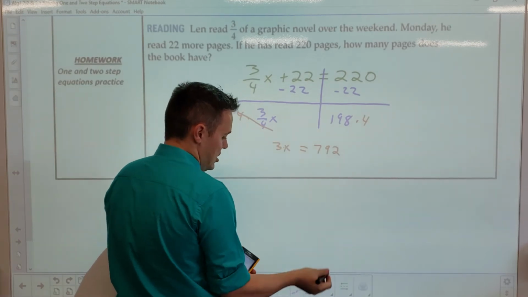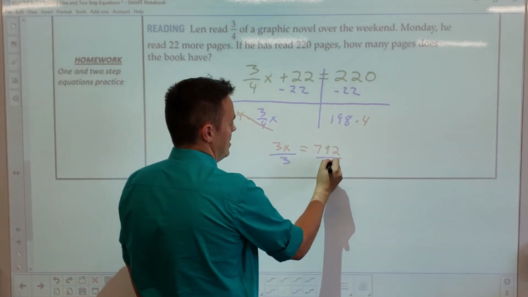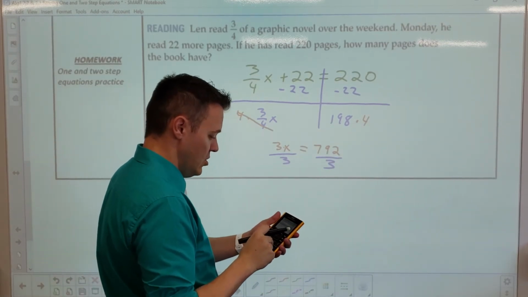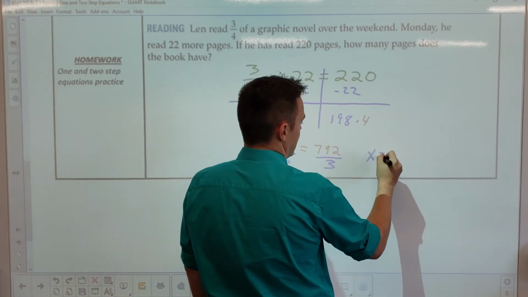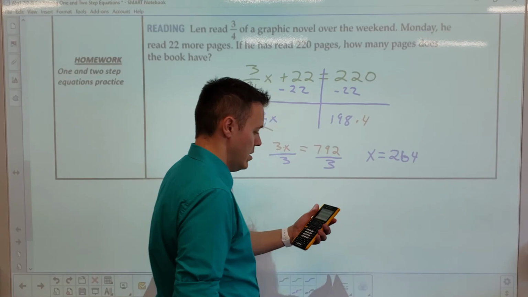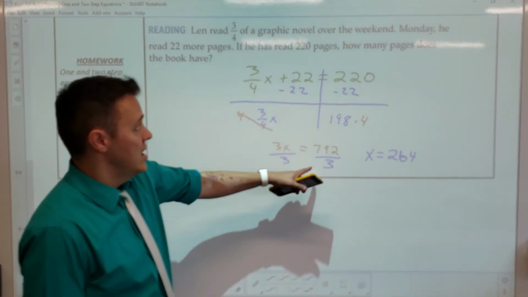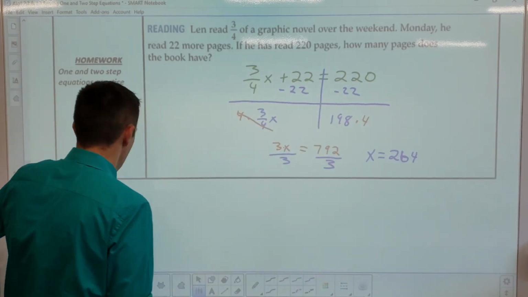This is multiplication. Opposite of multiplication is, of course, divide. So 792 divided by 3 is x equals 264. So ladies and gentlemen, his original book had 264 pages.